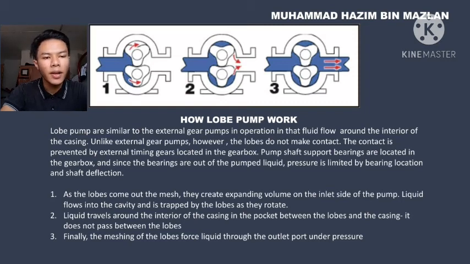From picture number 1, as the lobes come out of mesh, they create expanding volume on the inlet side of the pump. Liquid flows into the cavity and is trapped by the lobes as they rotate. Next, liquid travels around the interior of the casing in the pocket between the lobe and the casing. It does not pass between the lobes. And third, finally the meshing of the lobes forces liquid through the outlet port under pressure.